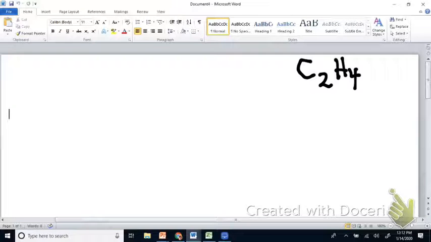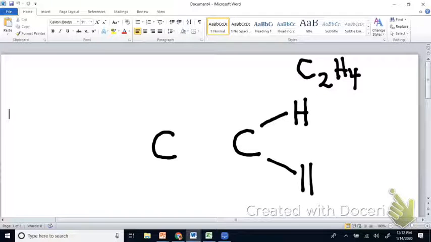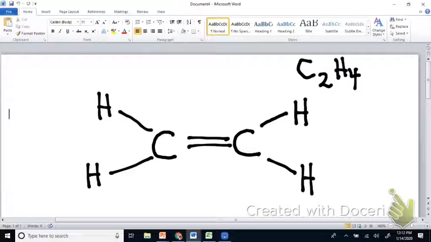For the second structure for this quiz, C2H4. Again, carbon's going to make 4 bonds. So I'm going to draw both carbons. I can put 2 hydrogens on each carbon. And each carbon needs to make 2 more bonds. So we'll just make that a double bond. This is called ethene.